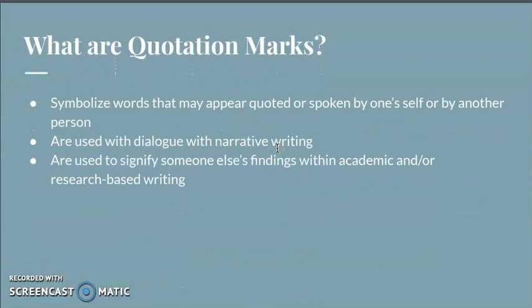So, continuing with what quotation marks are, they can also symbolize words that may have been quoted or spoken by either yourself or another. Specifically, it's another way of not plagiarizing. So if you're quoting something that somebody said in a journal article, putting quotation marks is super important if it's a direct quote and not just a paraphrase. If you're directly taking it from another work, it's important to also cite, but also add quotation marks.